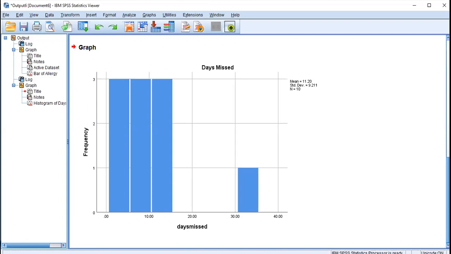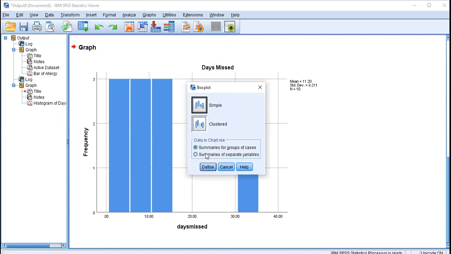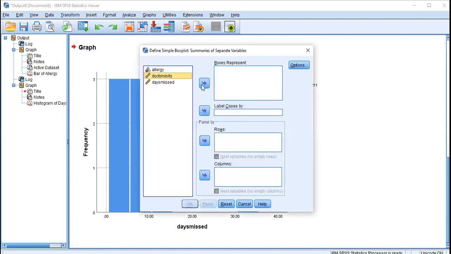Now we are looking at the third part of the question. We have to create a box plot of doctor visits, and find out if there are any outliers. So coming to the output file, again going for graphs, legacy dialogues, box plot. Always try to click on this, define it, and then we are talking about doctor visits. Click on OK, and there you are.